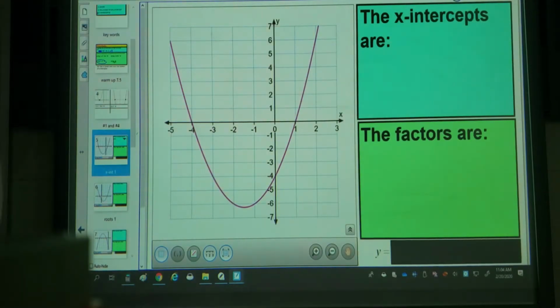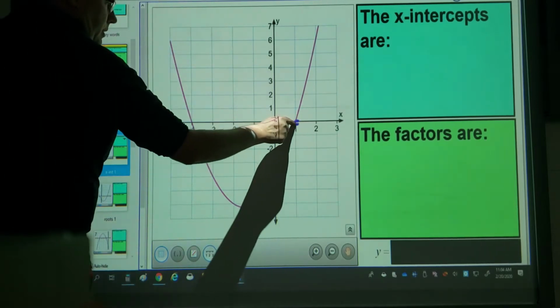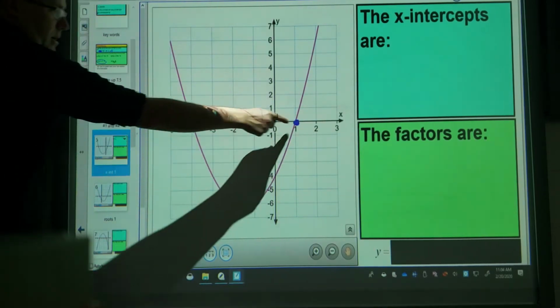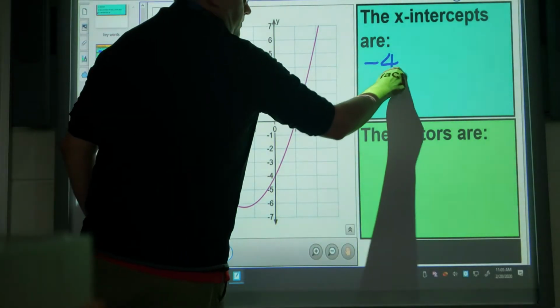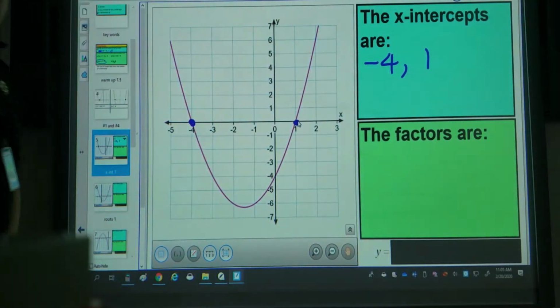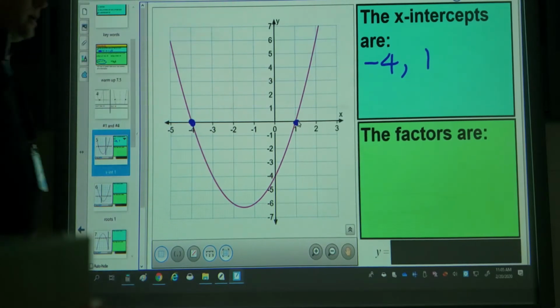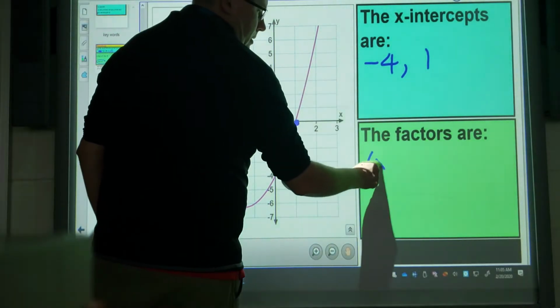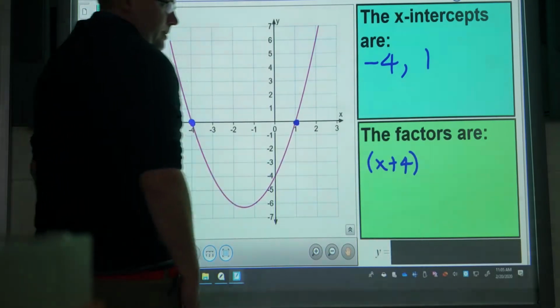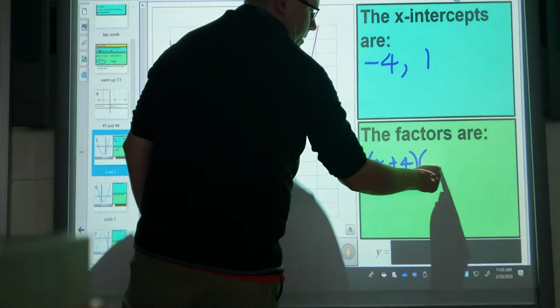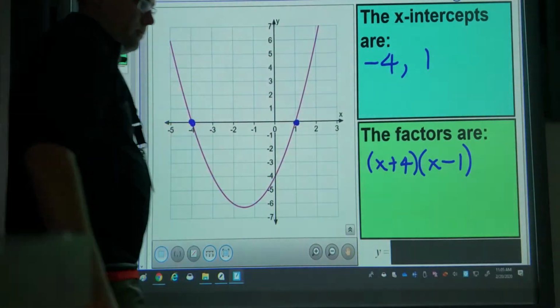Now, one of the important connections is between those x-intercepts, zeros, roots, solutions, but also factors, because we were looking at factoring in the previous unit. So when we're asked for the x-intercepts, literally we're just looking for what are these numbers here. So -4 and 1. Now, when we're doing factors though, we're going to do the opposites of what these answers are. So when it says -4, I'm going to do x plus 4. When it says 1, I'm going to do x minus 1.